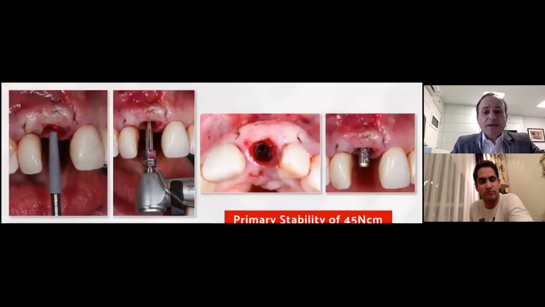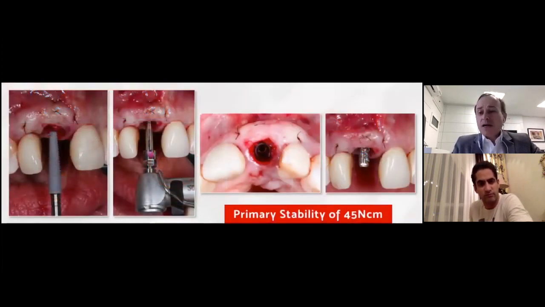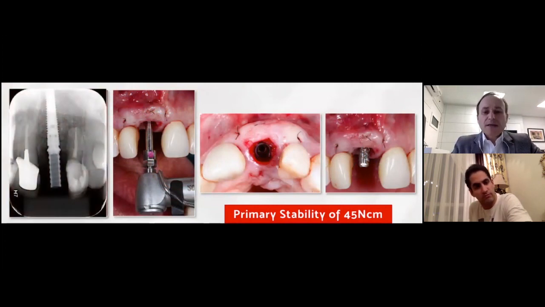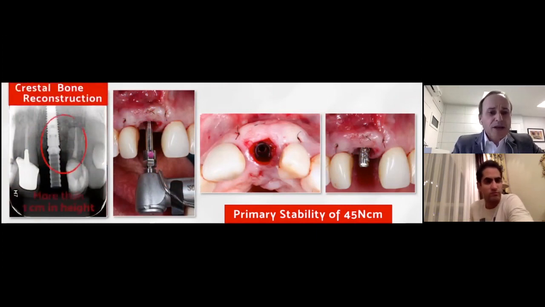We inserted the implant, the primary stability was 45 newton centimeters. We inserted here the titanium temporary abutment. The provisional restoration was made. And I want to call your attention here to this x-ray. Pay attention, the height of bone reconstructed at the crestal bone in the distal aspect, more than 1 centimeter in height.